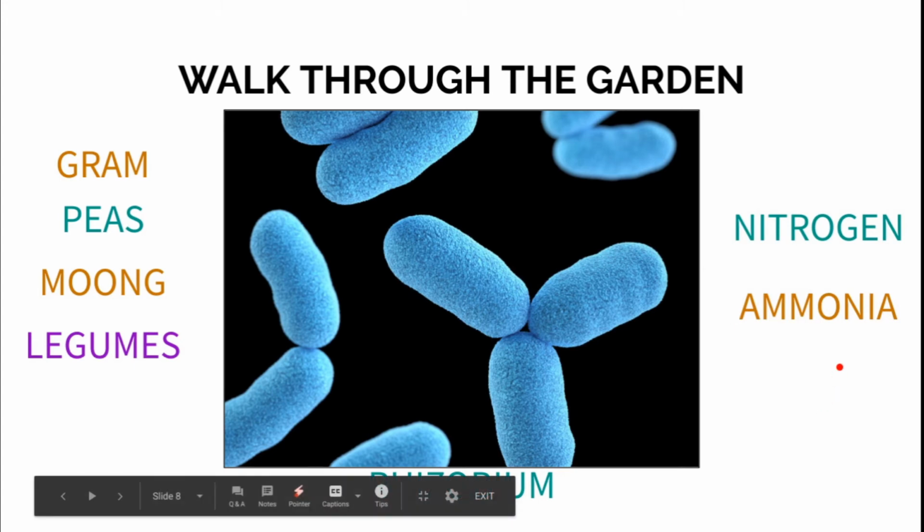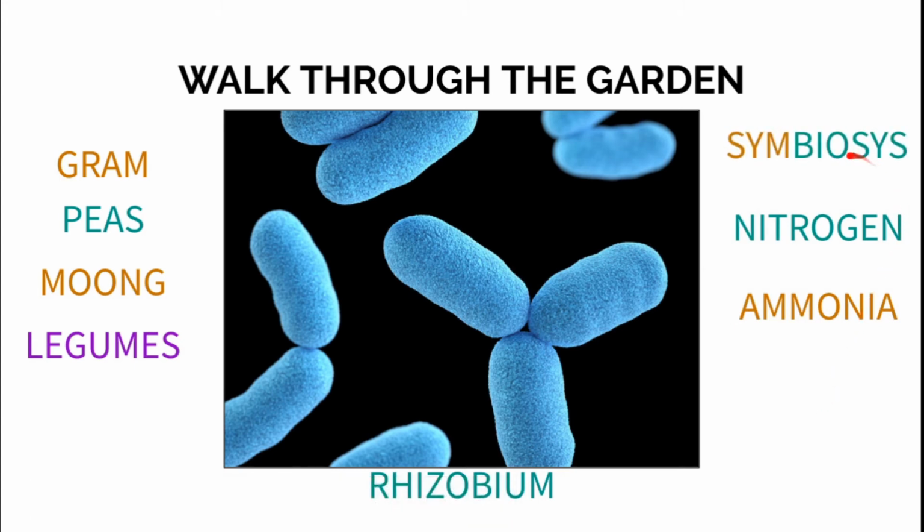So this is another example of a symbiosis relationship where a bacteria and a plant are living in harmony with each other. The bacteria is helping the plant by converting the nitrogen to the ammonia, which is easily absorbed by the plant, and the plant in return gives the food to the bacteria. So this is also a very healthy relationship where the plant and the bacteria are helping each other.